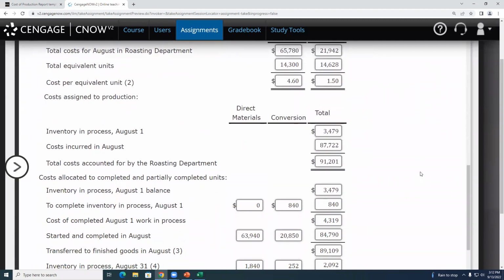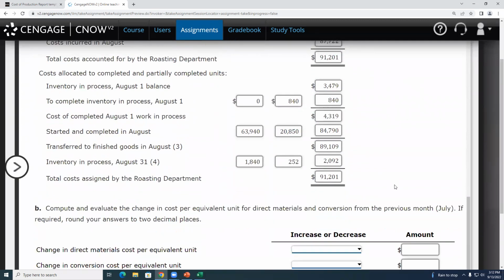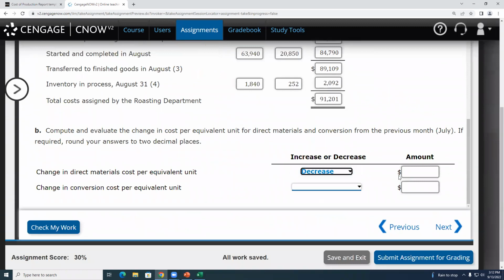So direct materials went from $4.70 to $4.60. That's a decrease of 10 cents per unit. And conversion costs went from $1.35 up to $1.50. So that's an increase of 15 cents. So that's the end of this exercise.